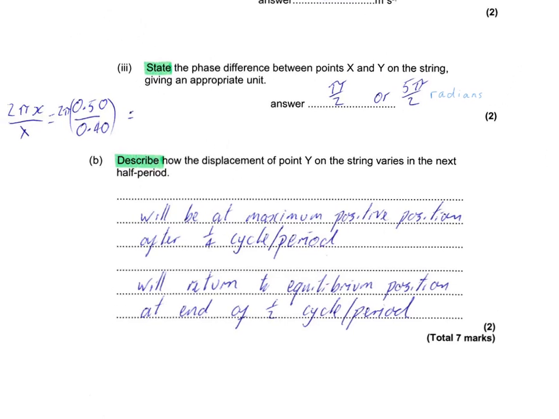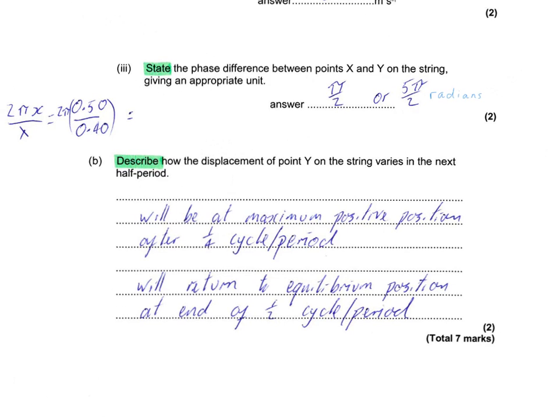So go and have a look at the answer. We'll have a maximum positive position after a quarter cycle, and it's linking together the position and when it'll be there, and then it'll return to equilibrium position at the end of that half cycle. So that was the Waves Homework Booklet question 2.